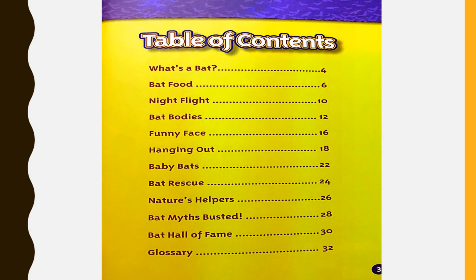We have a table of contents here. A table of contents is a text feature that you will see in most informational text. A table of contents is a list of topics or parts of a book and the page numbers on which they begin, and it is usually found at the beginning of a book. So let's take a look at what's in this table of contents.